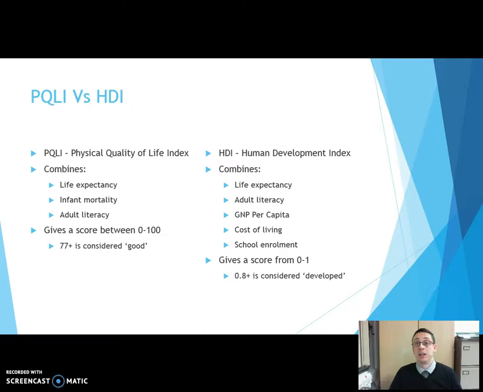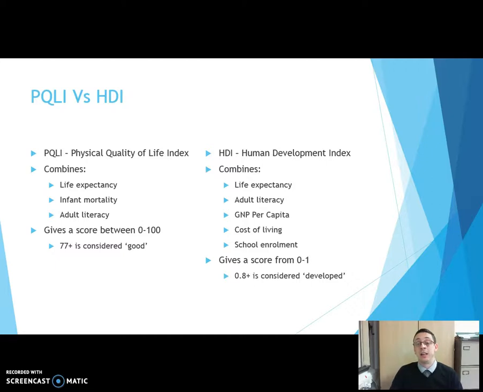These are better than the individual development indicators that we've spoken about because they cover a range of areas. For instance, the Physical Quality of Life Index looks at life expectancy, infant mortality, and the adult literacy rate. So it looks at a combination of factors influenced by healthcare, food, diet, and provision of education. It puts all of them together and gives you a score between 0 and 100, and if you score above 77, it's considered to be good.